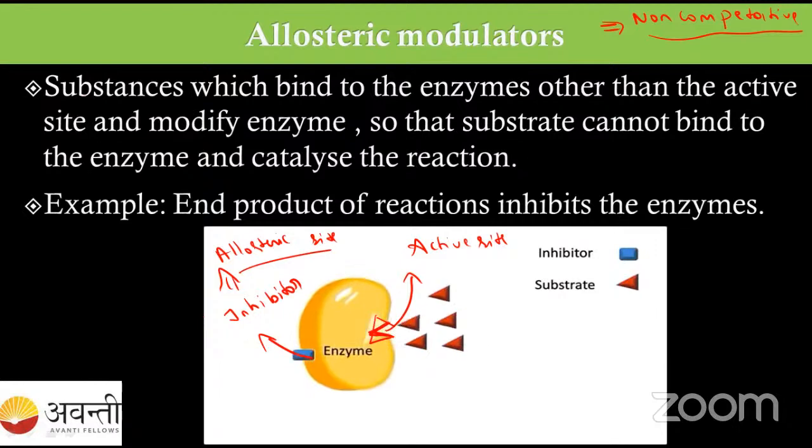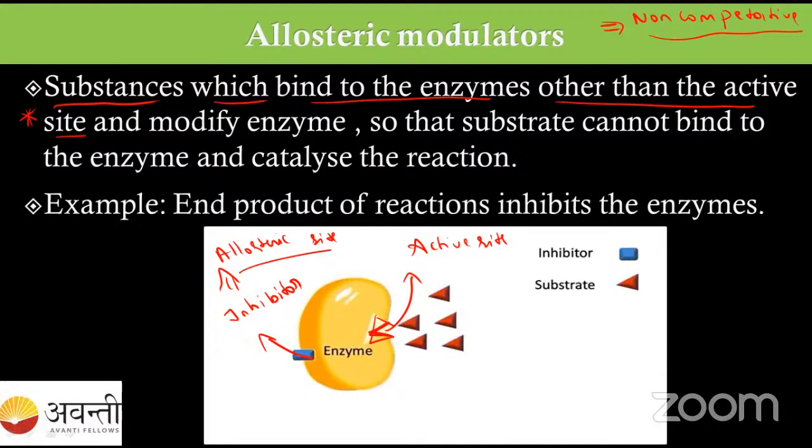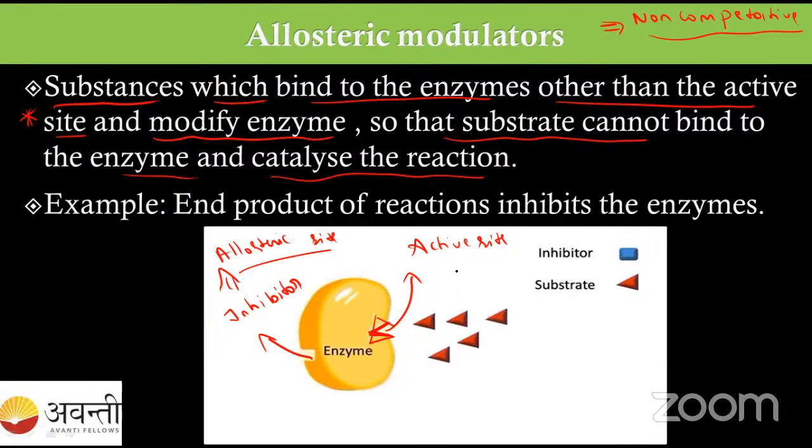The substance will bind to the enzyme at a site other than the active site. Remember, students, in non-competitive inhibition, or allosteric inhibition, the substance binds other than the active site and modifies the enzyme. See here, the active site is going to be modified, right? So the substrate cannot bind to the enzyme and cannot catalyze the substrate into the product. So this is what happens in non-competitive inhibition.